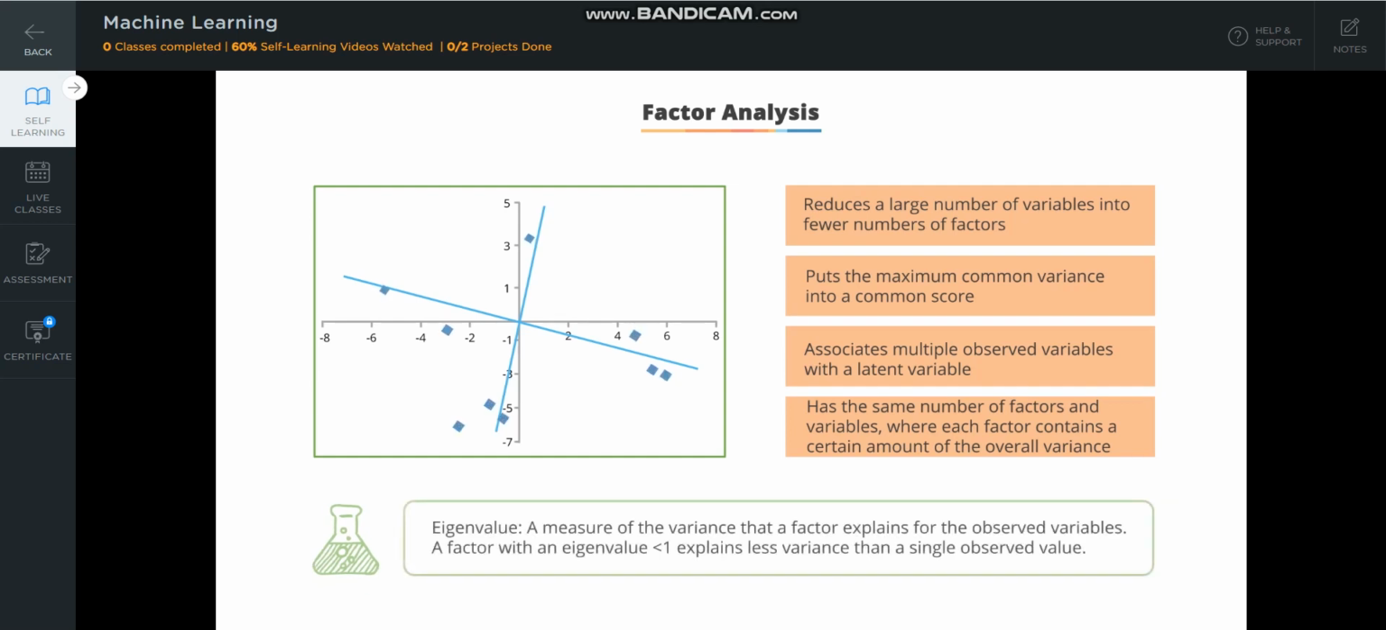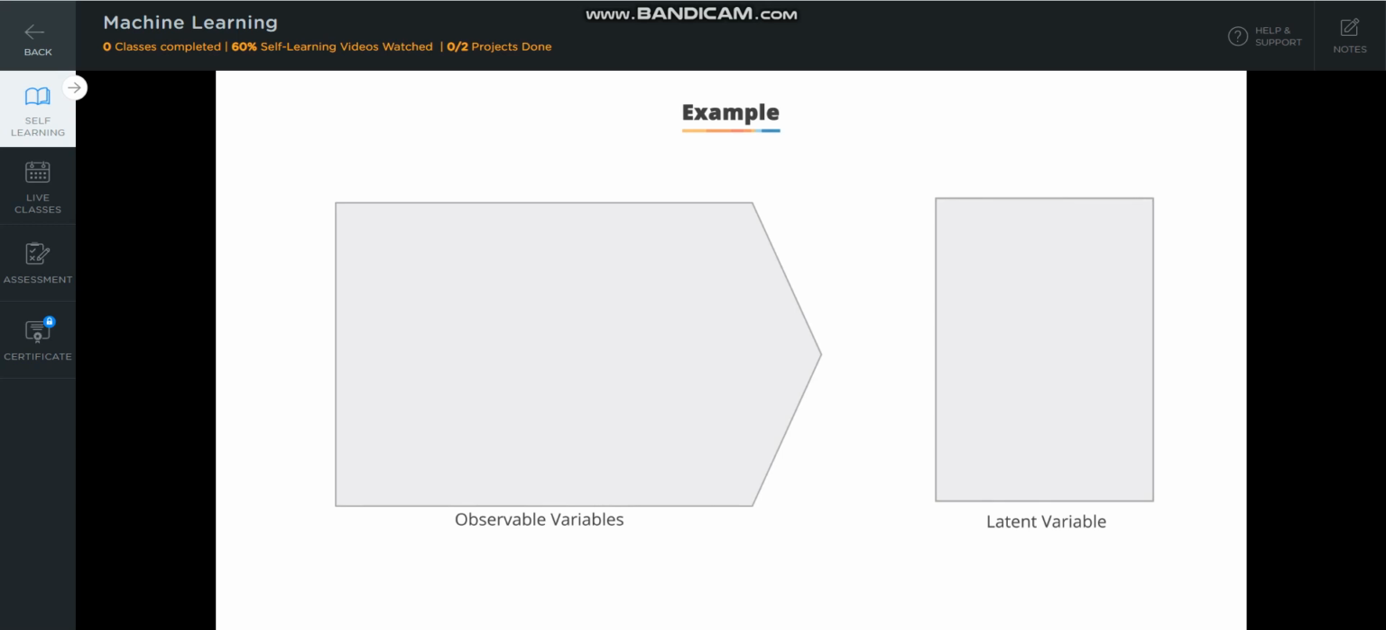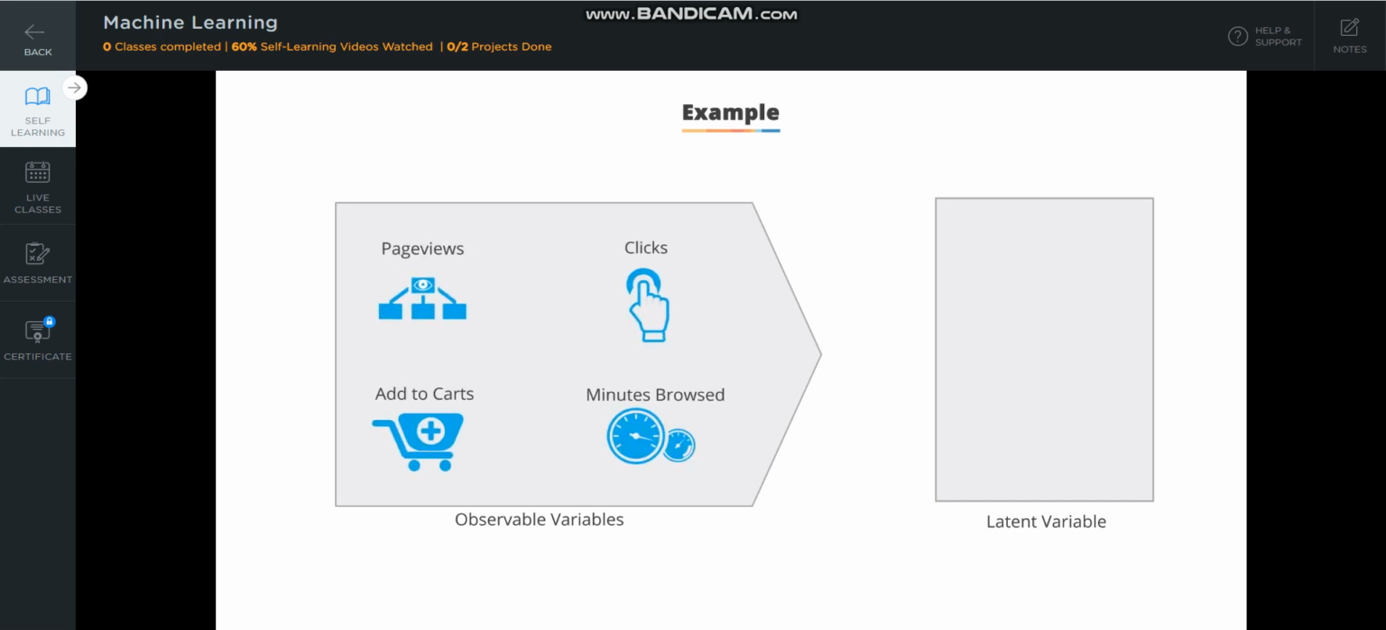Eigenvalue is a measure of the variance that a factor explains for the observed variables. Any factor with an eigenvalue less than 1 explains less variance than a single observed value. In the example given, you can understand the relationship between the observable variables and the observable outcome. Here, observable variables are minutes browsed, clicks, page views, and add to carts, whereas the observable outcome is sales. So all the observable variables ultimately are associated with a latent variable that in this example is sales.